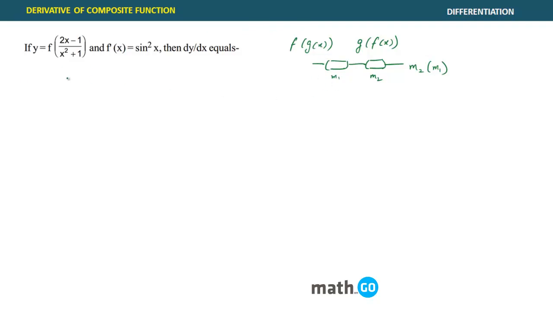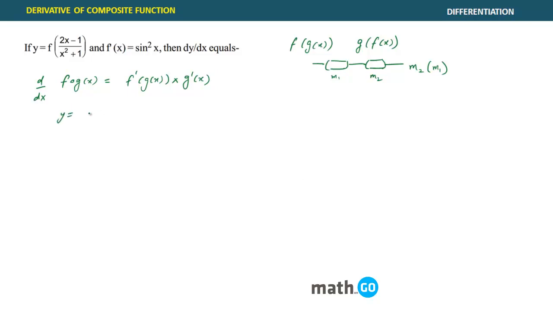If I have to teach you the derivative of f of g of x, the derivative would be nothing but f dash g x into g dash x. This is simply the chain rule, right? Don't you worry about it. This is the very basic stuff that we are doing. Now let's apply this to the question.